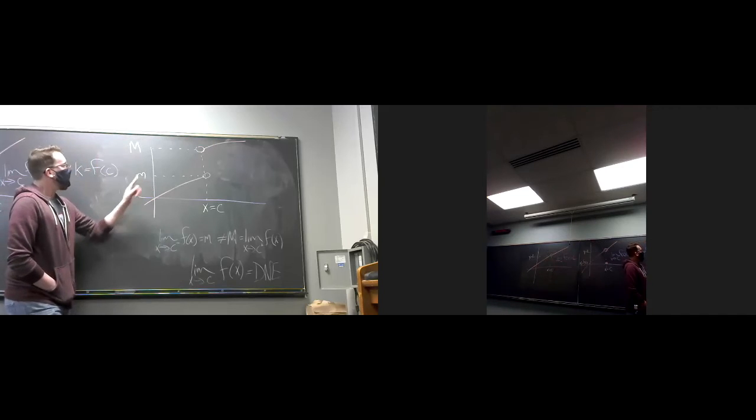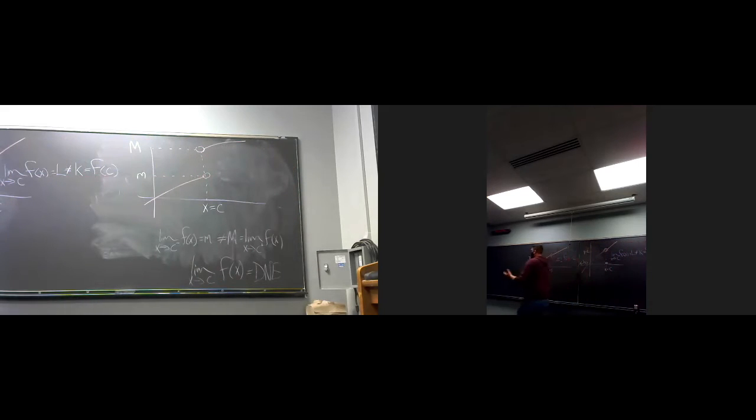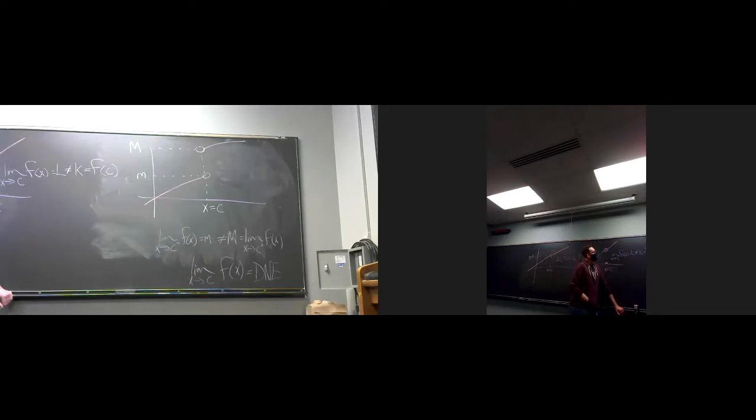And then finally over here, as we get close to c from the left, our function value gets close to lowercase m. But as we get close to it from the right, it gets close to capital M. Now, lowercase m and capital M are nowhere near each other in the sense of numbers. So because they're not even close, we say the limit doesn't exist. Does this make sense? So in order for our limit to exist, the left and the right have to exist.